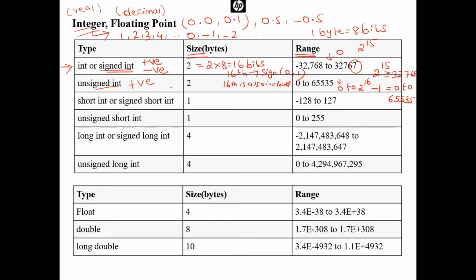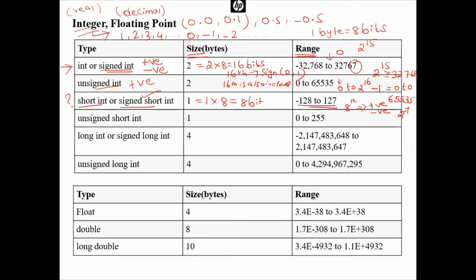Okay, fine. So this is the size. Based on the size, it will be defined. Short int, signed short int: if you have not included anything, then obviously it will be treated as signed short int, which is equal to 1 byte. So it indicates 1 into 8, which is equal to only 8 bits. That's why the range is minus 128 to 127. So the 8th bit will indicate the positive number or negative number.